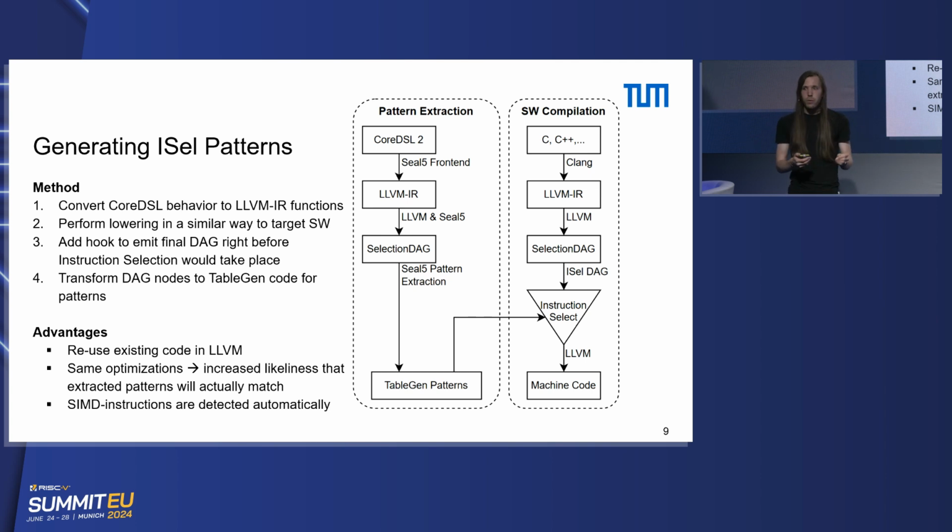This was quite easy to do because core DSL uses a syntax which is very similar to the C language. Now, since we have our instruction behavior as LLVM IR functions, we can apply exactly the same optimizations as LLVM would apply on a conventional program. Then, when we also come up with the selection DAG of our instructions, we make use of a hook which can emit the DAG and finally translate the DAG into the instruction selection patterns, which can be written out in the TableGen syntax.